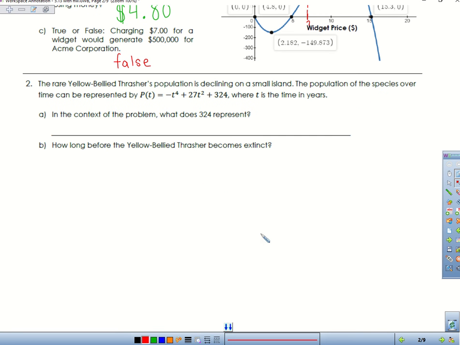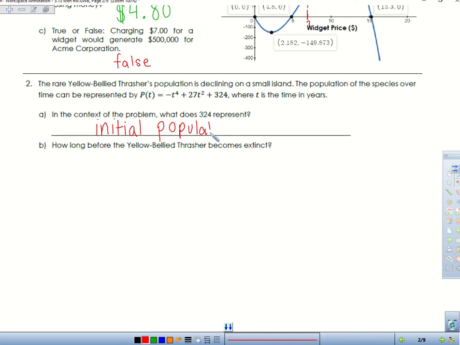So this question says, the rare yellow-bellied thrasher's population is declining on a small island. So this is a type of bird. And the population of the species over time can be represented by P of t is equal to negative t to the fourth plus 27t squared plus 324, where time is in years. In the context of the problem, what does 324 represent? Anyone know? Any guesses? Like the population when it started. Good. So the initial population. So that's how many birds there were when they started the study.